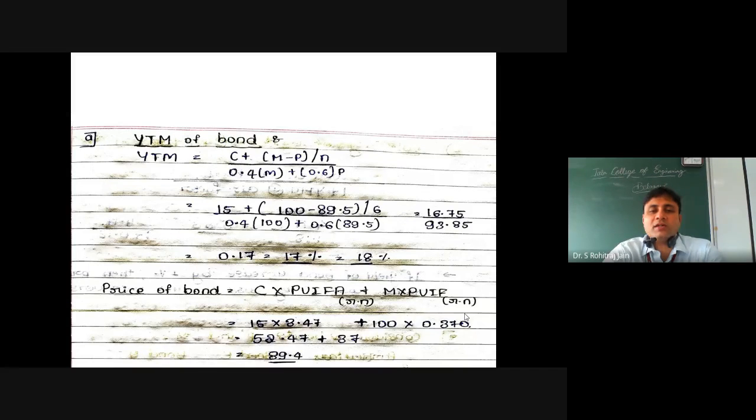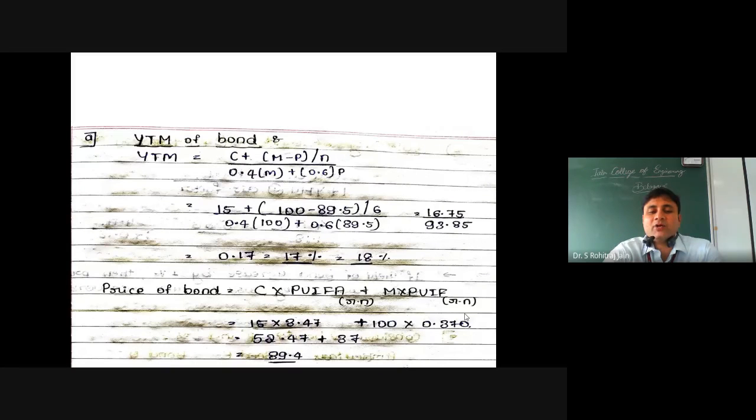So they have given all the parameters. So what is the coupon interest they have given? 15 plus 100 minus 89.5 divided by 6 whole divided by 0.4 into 100 plus 0.6 into 89.5. I get the YTM of the bond to be equal to 17% or nearly equal to 18%.